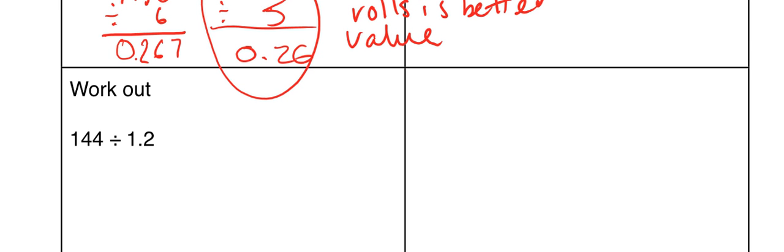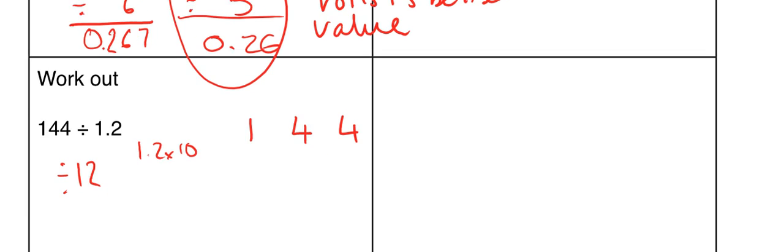Okay. So I'm now going to work out 144 divided by 1.2. Now 1.2 is a bit hard to do, so I'm going to do it by 12. So it's 1.2 times 10 gives me 12, and then I can divide my answer by 10, which is pretty easy later on. So I'm going to divide them by 12.